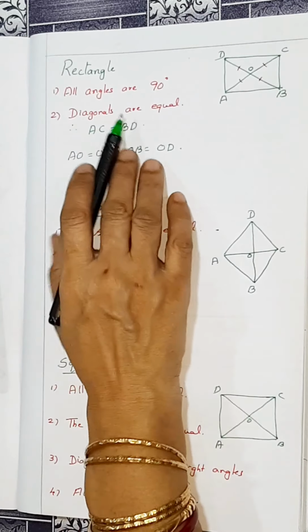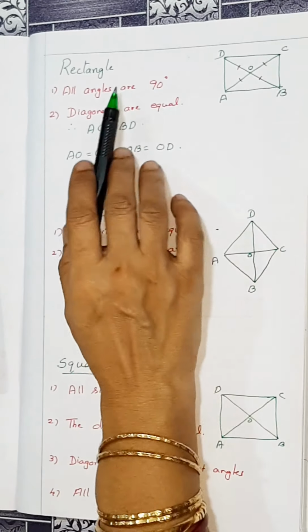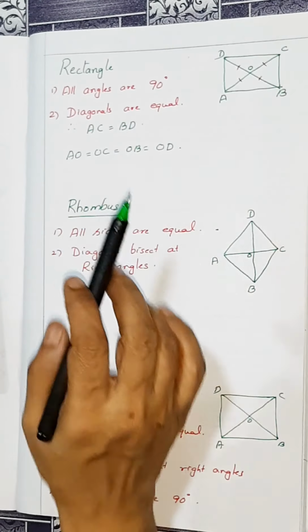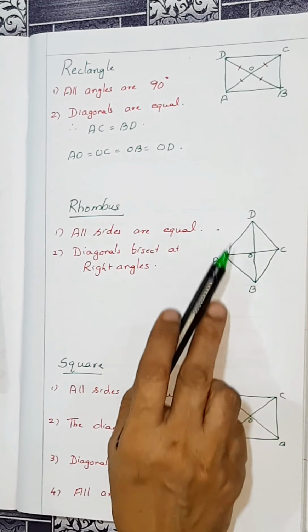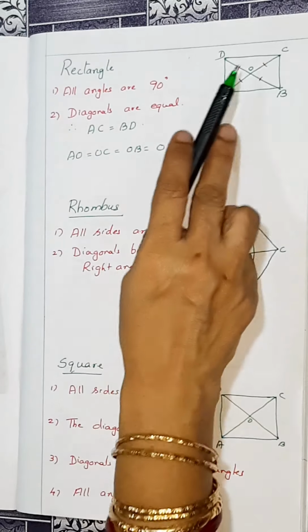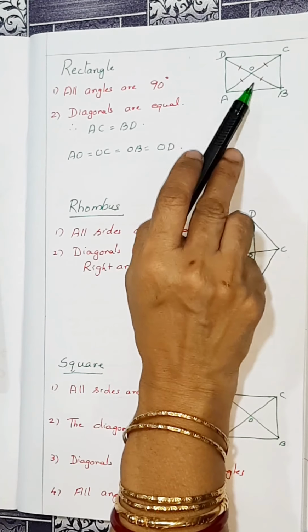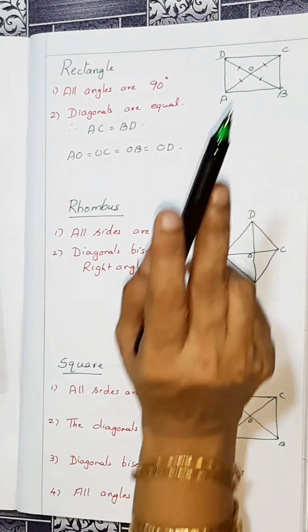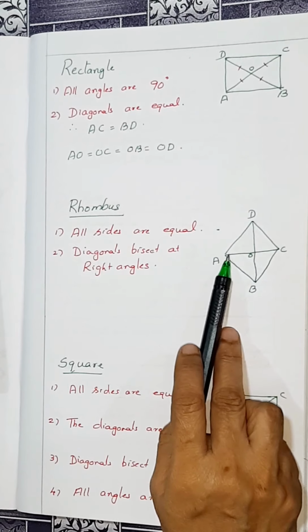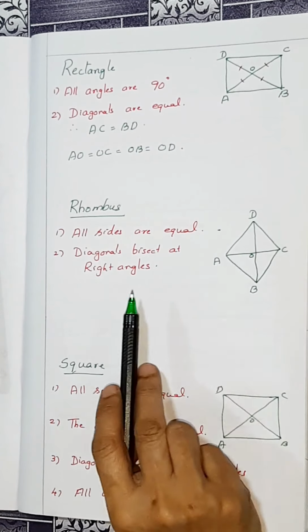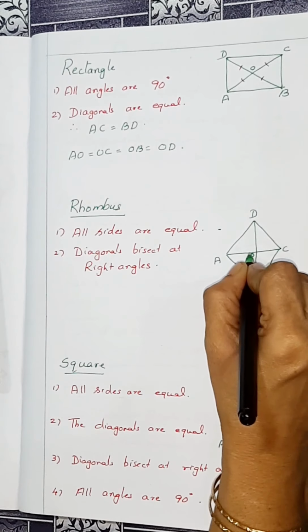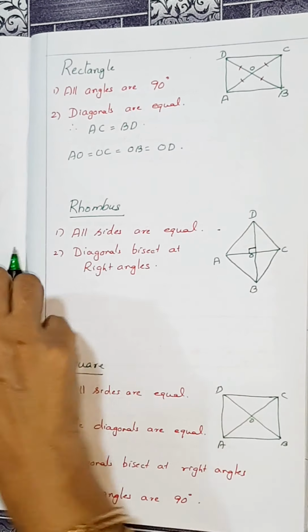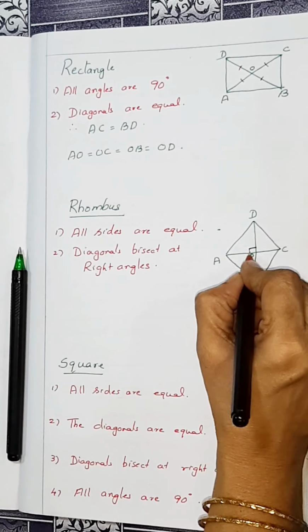So, these are the extra properties of a rectangle, that is the angles are 90 and the diagonals are equal. Now, coming to rhombus. A rhombus has all the 4 sides equal. In a rectangle, only the opposite sides are equal, these 2 and these 2. But in a rhombus, all the 4 sides are equal and the diagonals bisect at right angles. That means this angle is 90 degrees.